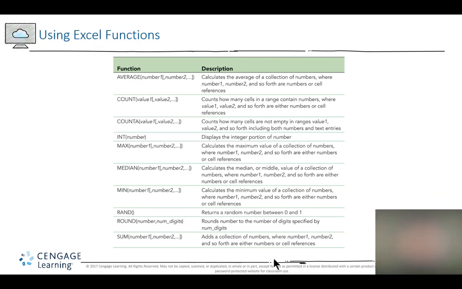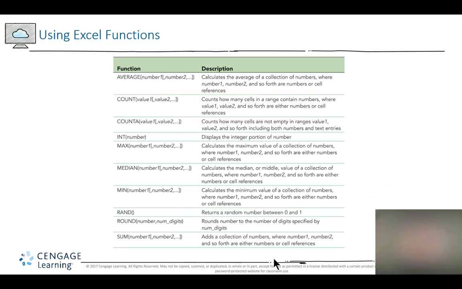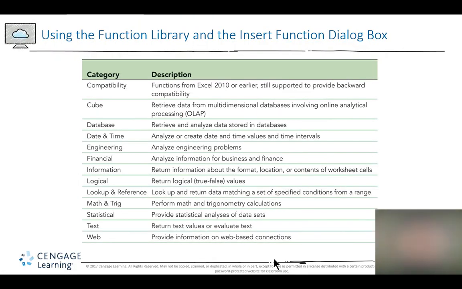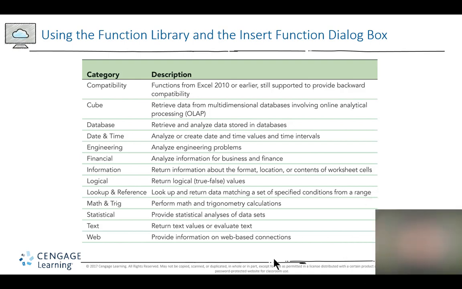Here are some commonly used functions. You should review these in your textbook. You'll find them on page 142 in Figure 3-46. On the Formula tab in the Function Library group, you'll find a list of 13 different types of categories for functions that are built into Excel. Here is the list.